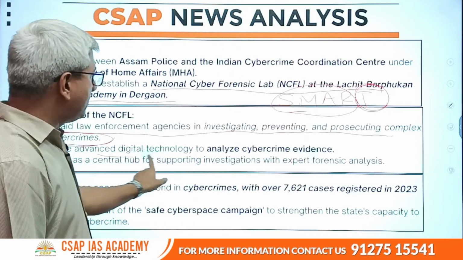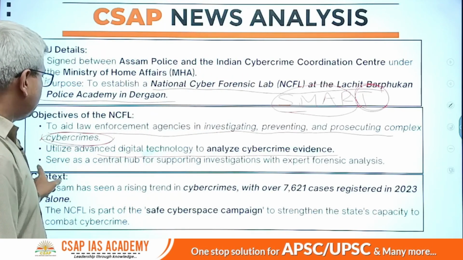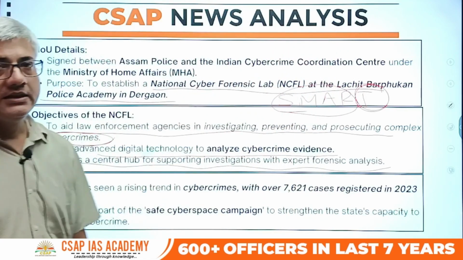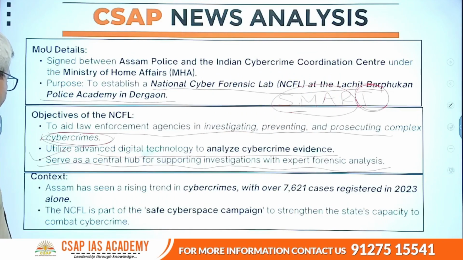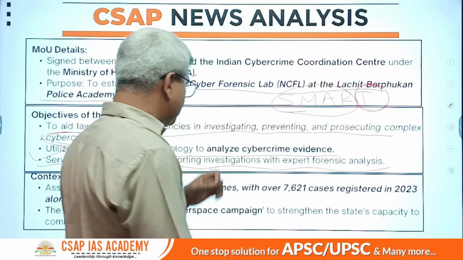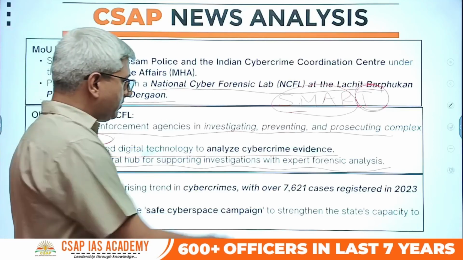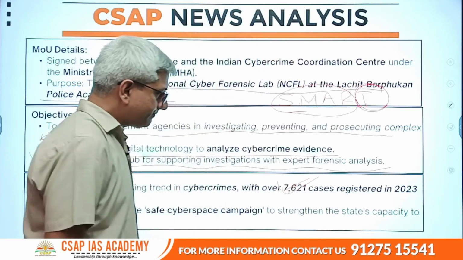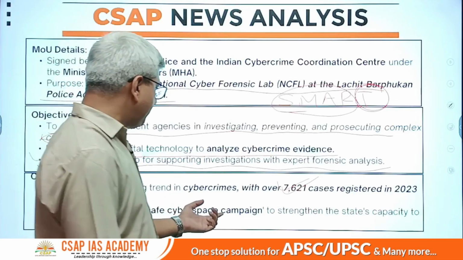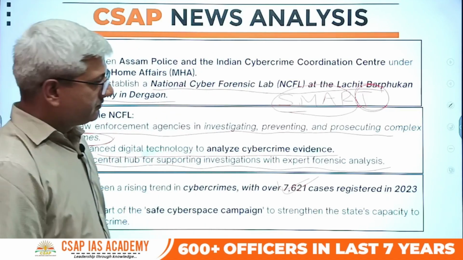Utilize advanced digital technology to analyze cyber crime evidence. So advanced digital technology ami jate use koribo paru. Serve as a central hub for supporting investigations with expert forensic analysis. So etu eta important context. Assam has seen a rising trend in cyber crimes with over 7621 cases registered in 2023 alone. So iman keta case already registered hoise. NCFL is part of the Safe Cyberspace campaign to strengthen the state's capacity to combat cybercrime. So etu eta dangor issue.